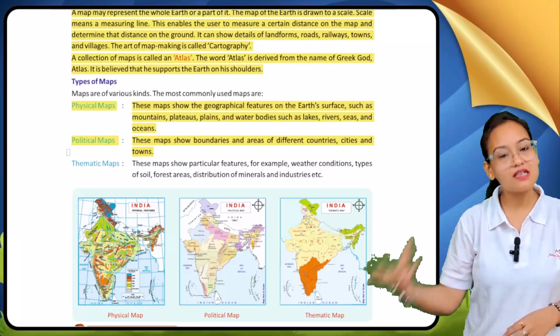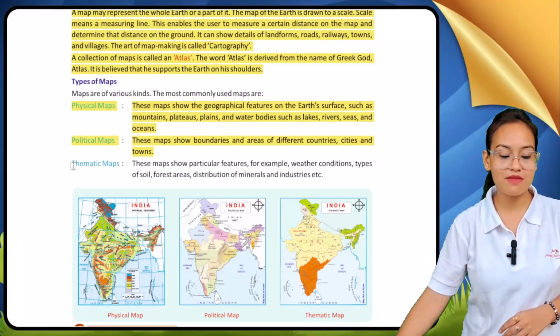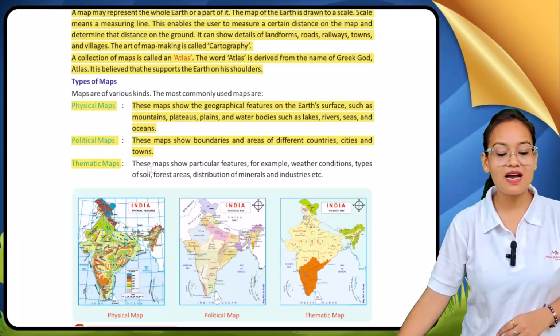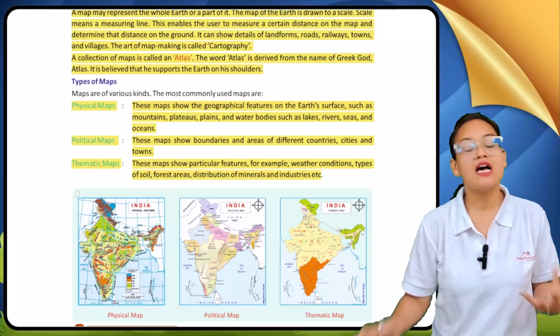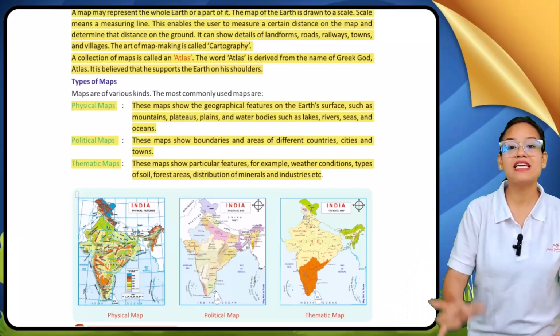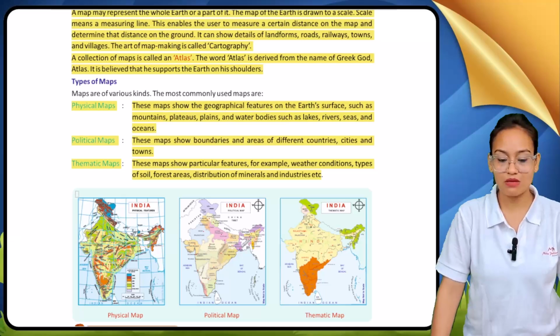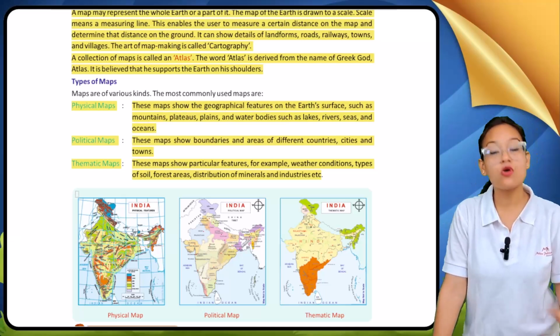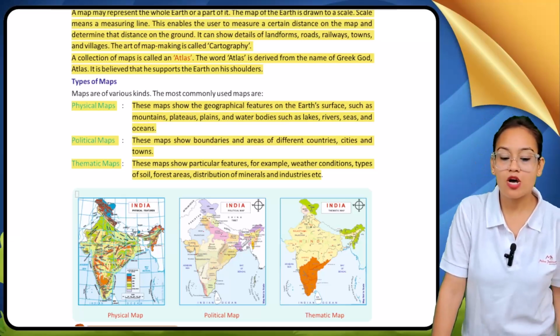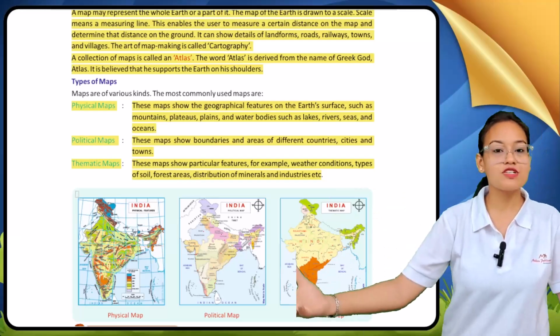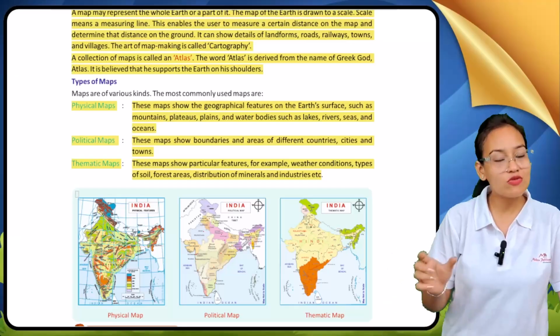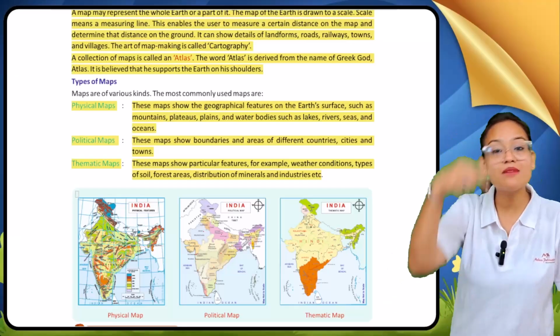Now there is a third category of map called a thematic map. What is the meaning of thematic map? As the name shows, thematic means theme based. So these maps are based on a particular theme, just like you can show a weather map, railway map, road map, forest map, mineral map, industries map, tourism map, etc. So you can see these maps are based on one thing.